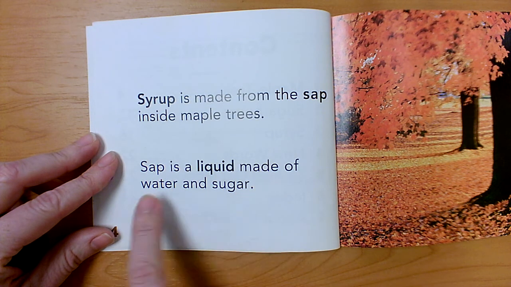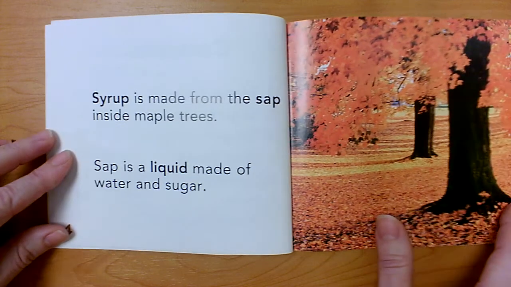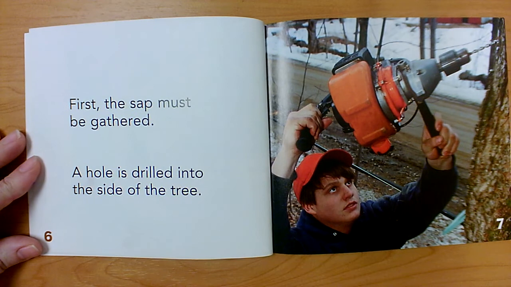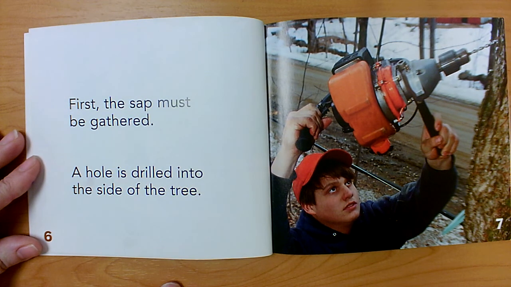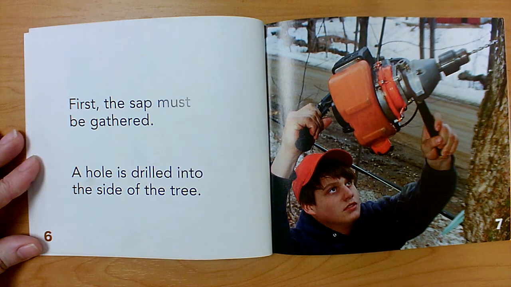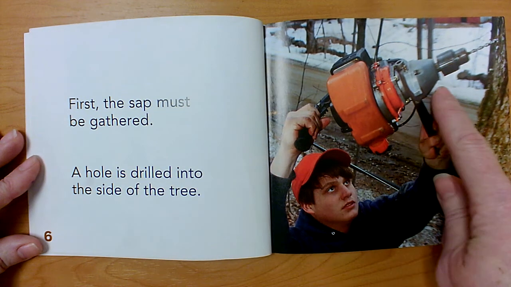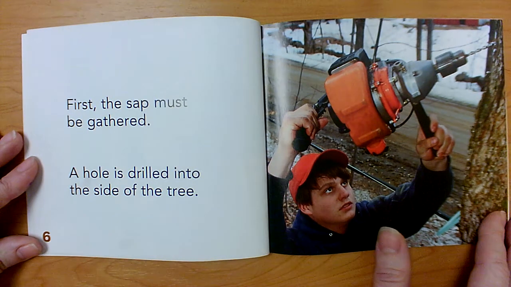Sap is a liquid made of water and sugar. First, the sap must be gathered. A hole is drilled into the side of the tree. How does this photograph help us understand the words? You're right. They told us that first we have to gather the sap from the tree. We have to get it. To do that, they're going to drill a hole into the side of the tree. So our photograph is of someone using a drill to drill a hole into the side of the tree.